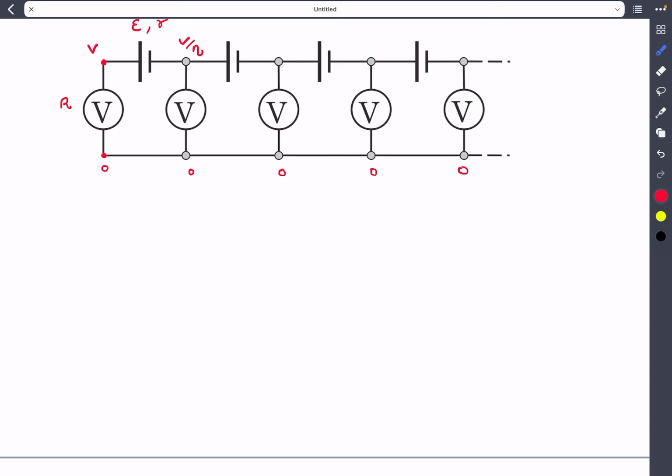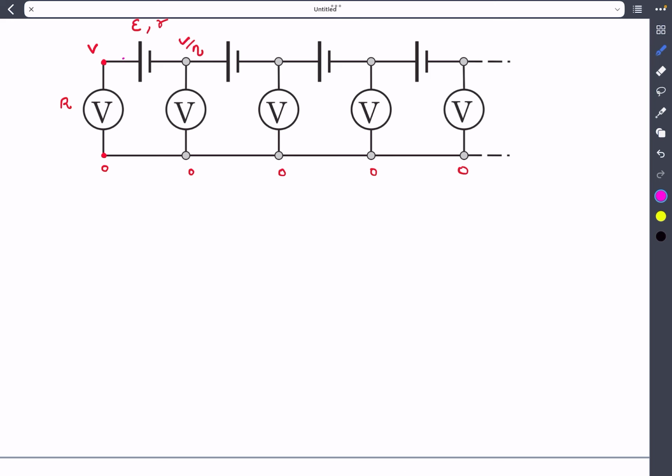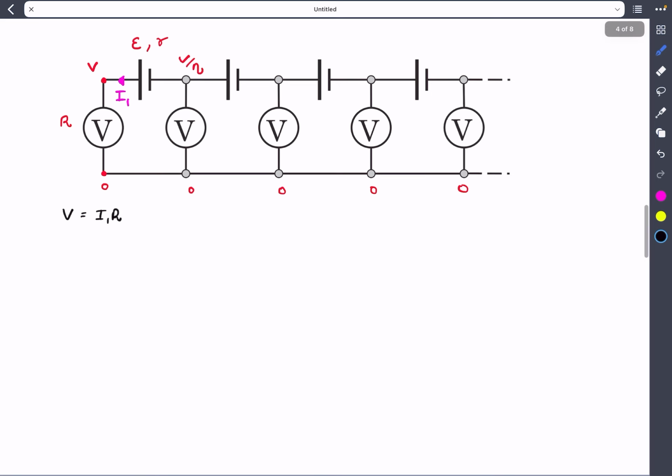So what I'm going to do now is assume some currents. Let's say the current in this branch is going to be I1. This is the same current that will flow through the voltmeter as well. So the potential drop across the voltmeter I can write as the resistance multiplied by the current, which is I1 into R. From here I can directly write V as I1 multiplied by R. So that's my first equation.